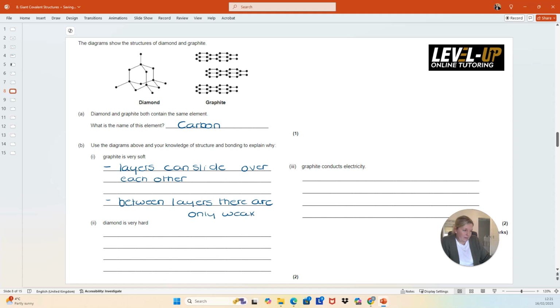Okay. So why is it that diamond is hard? Again, the first marking point is to identify that each carbon forms 4 covalent bonds. And then we're going to add in that the covalent bonds are strong. So we're identifying that we've got lots of strong bonds in there.